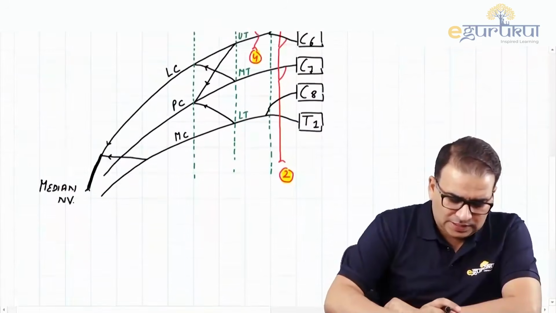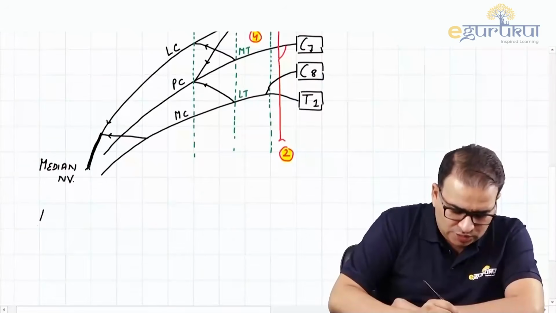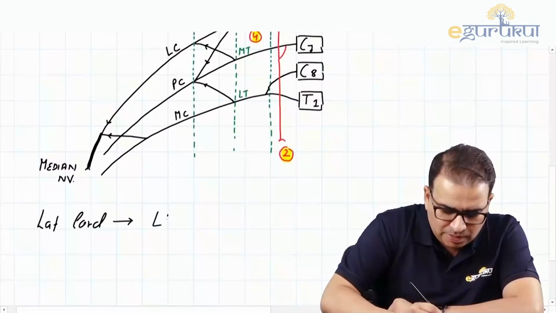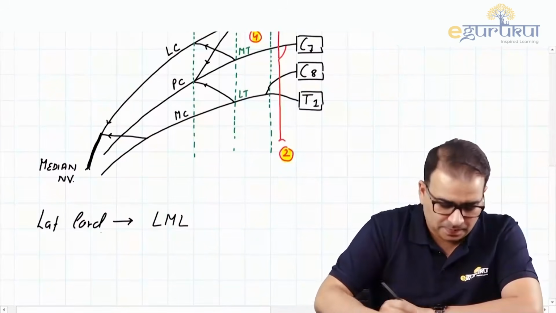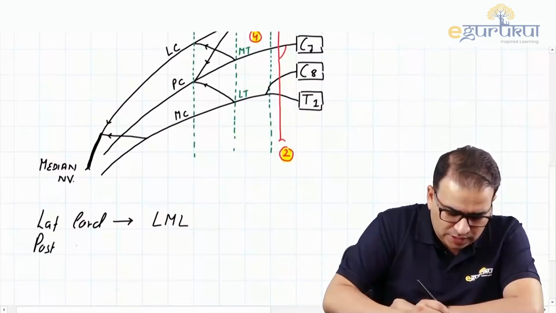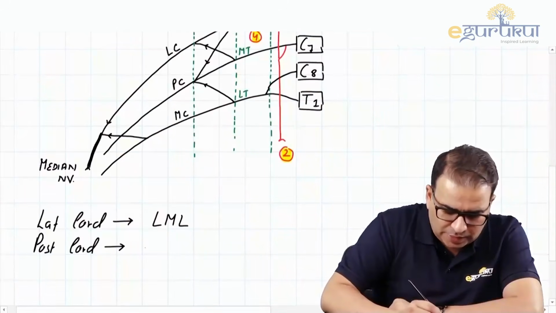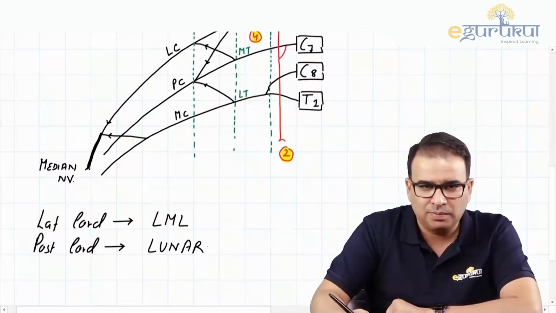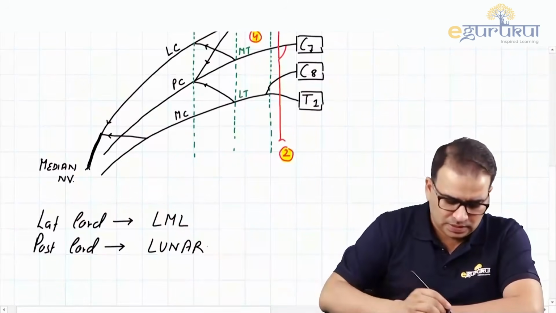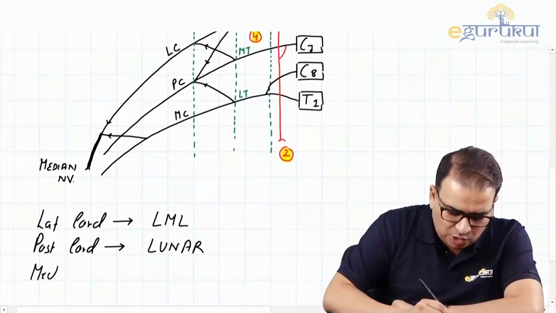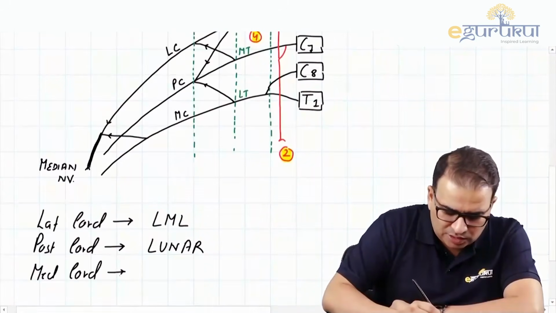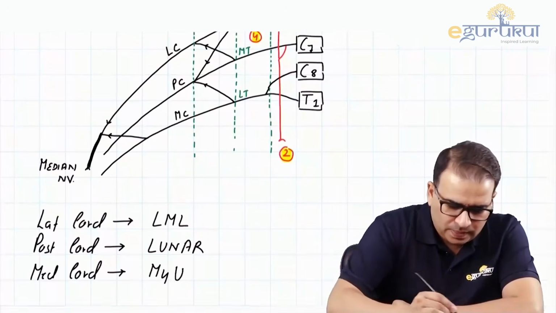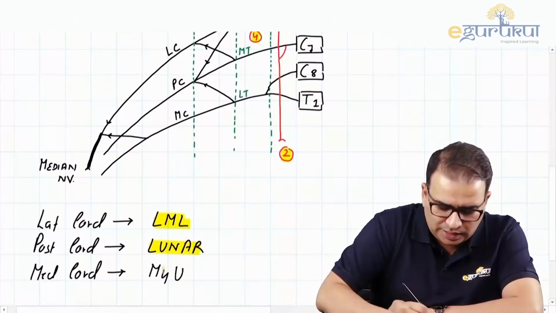Okay, now there's a mnemonic which goes in here, guys. If I talk about the lateral cord first, the branches coming from the lateral cord can be remembered as LML. Then we have the posterior cord. The branches from the posterior cord can be remembered with the mnemonic lunar, or ulnar, whatever you can remember. And then we have the medial cord of the brachial plexus. The branches from the medial cord, the mnemonic here will be M4U. So we have LML, lunar, and M4U.